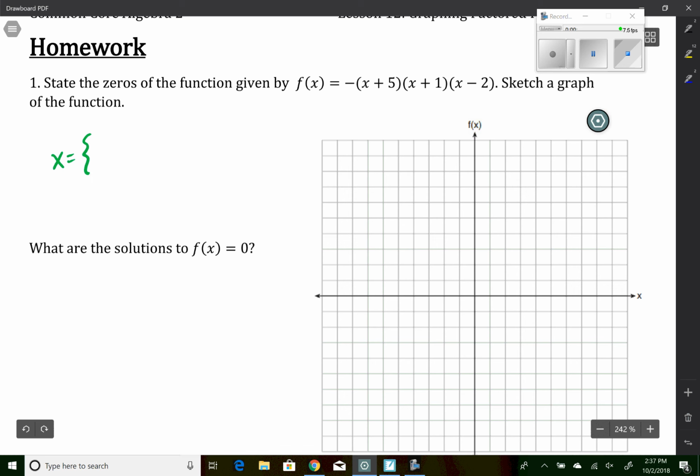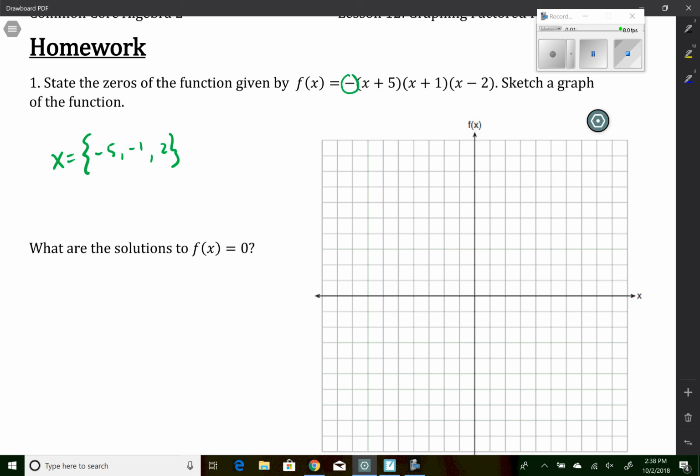We always want a solution set. And we want -5, -1, and +2. This negative on the outside is meaningless when it comes to the solutions or the zeros. It just tells us something different happens about the graph.